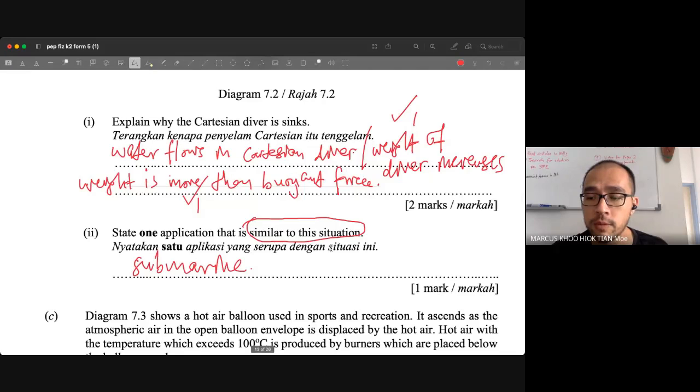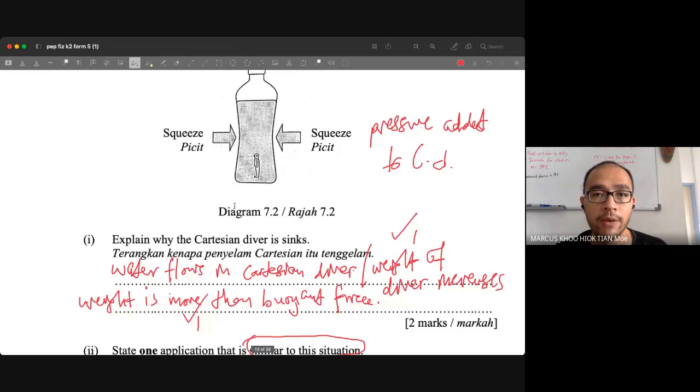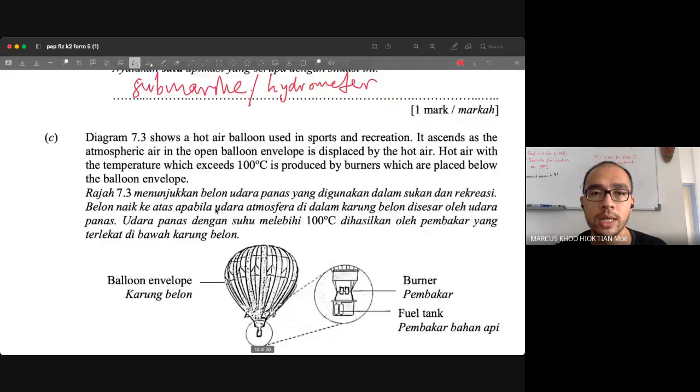I discussed this with Cikgu He, who made this question. The only two answers we accept is submarine, or the other one is hydrometer. Hot air balloon cannot. Hot air balloon dia bukan di dalam air. Dia di udara. So it is not similar to this situation. Kalau soalan dia tanya, state one application of the principle, then you can say hot air balloon. Tapi sebab dia similar to this situation, kita mesti pertimbangkan situasi ini. We have to talk about this situation. We cannot just cincai boncai cakap hot air balloon.